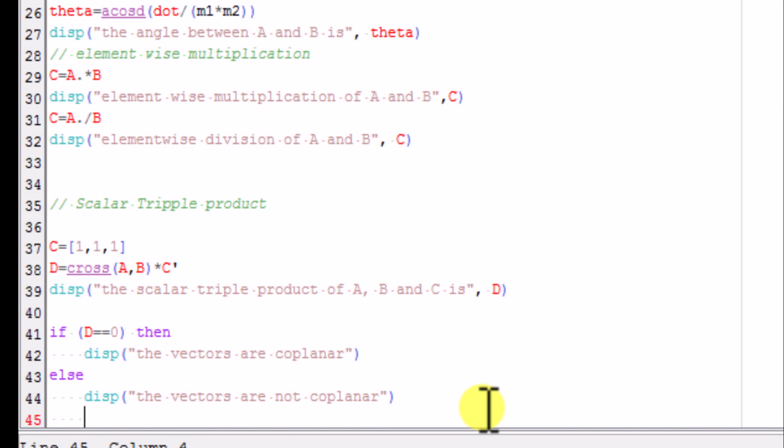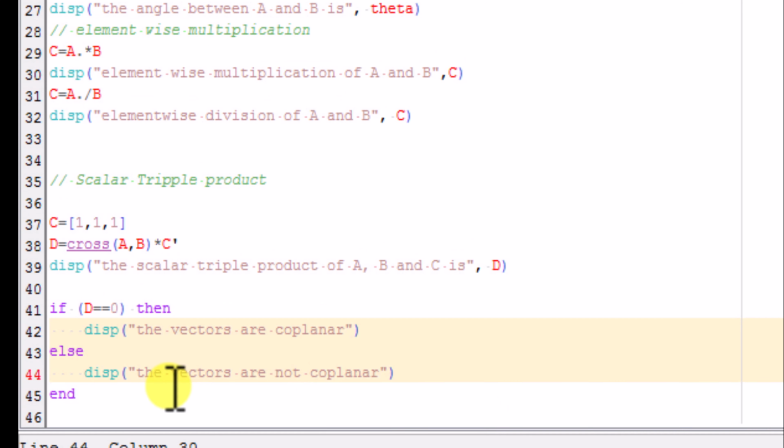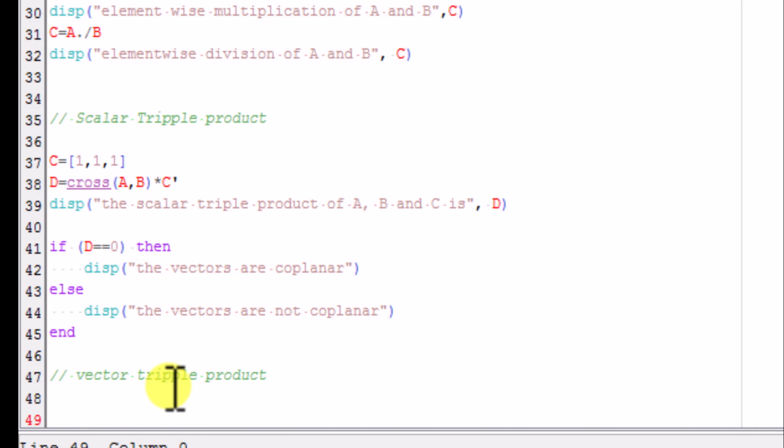The next topic is vector triple product. How will we calculate the vector triple product? First we will take the cross product of two vectors, say a and b, and then take the cross product of this result with the third vector. So we will take the cross product two times: one between a and b, and another between c and the initial cross product vector. We already have the cross product of a and b.